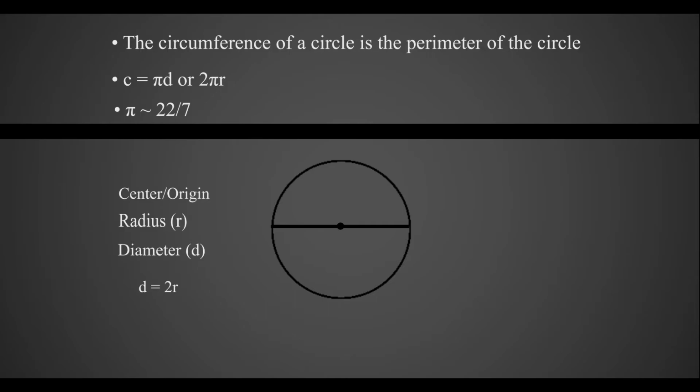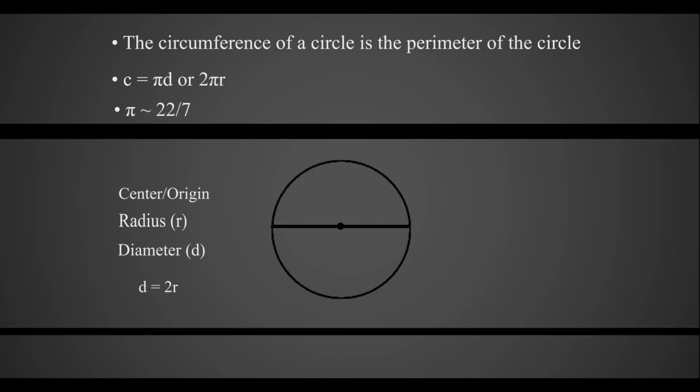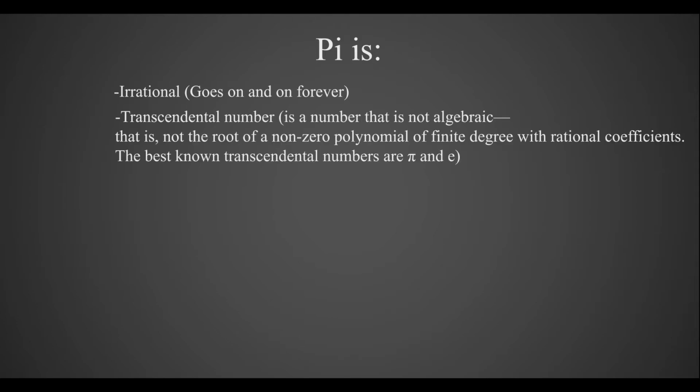Okay, so now let's talk a bit about pi's properties. So, we know that pi is an irrational number since it goes on and never stops. However, it is also a transcendental number, which means that it is not the solution of any non-constant polynomial equation with rational coefficients.